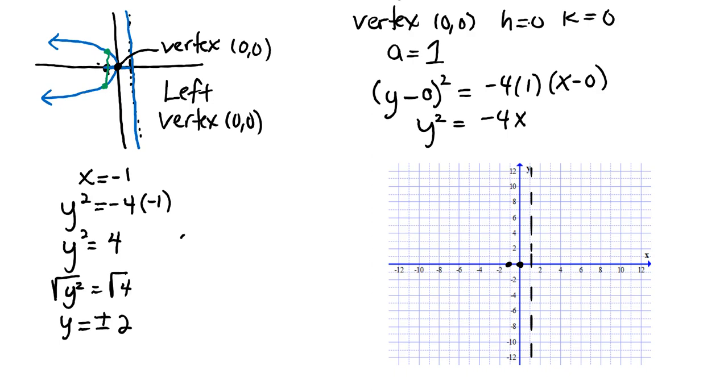So our latus rectum points are (-2, -1), and oops, I've got my coordinates backwards there. (-1, -2) and (-1, +2). Let me mark those on the picture. (-1, 2) and (-1, -2). So now I can sketch the graph of the parabola, oriented left, with a focus at -1 and a directrix of x equals 1.